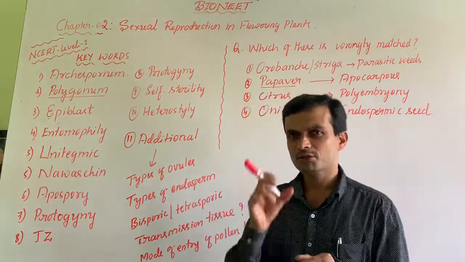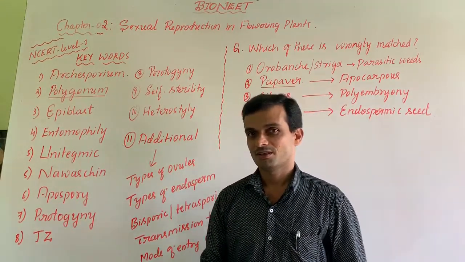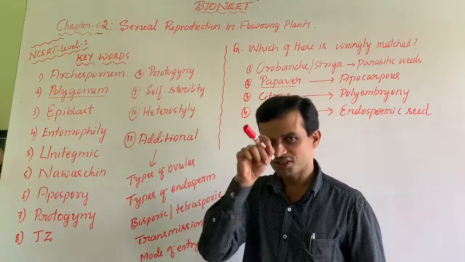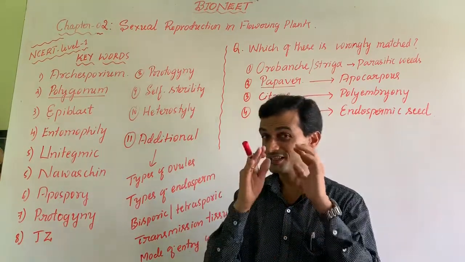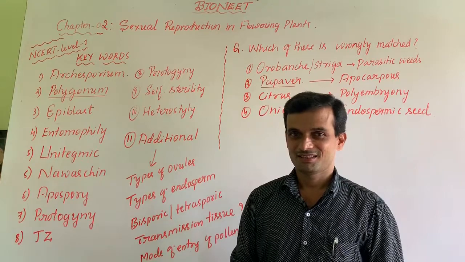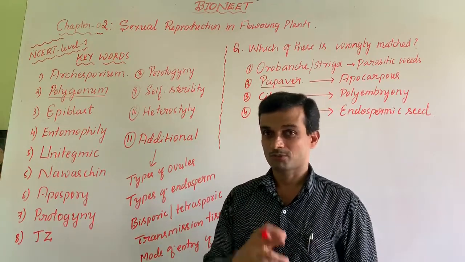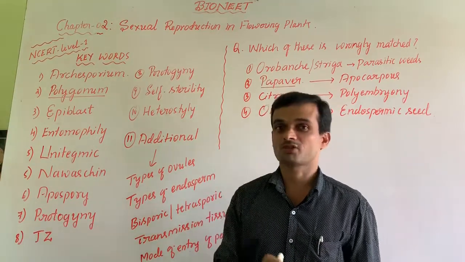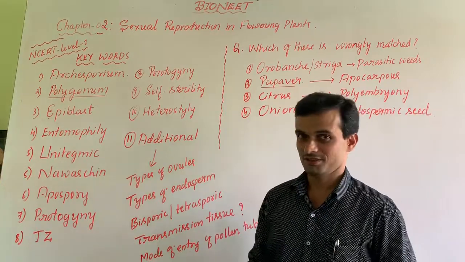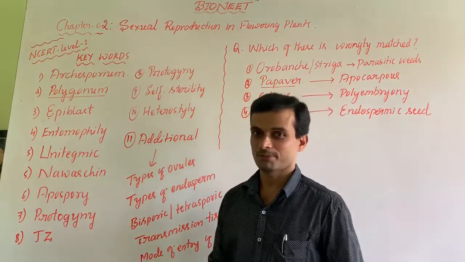Epiblast. Where do you find this labeling? In monocot embryo, there is a small reduced second cotyledon. That is epiblast. There is scutellum. I am not talking about that. The second reduced cotyledon is epiblast. The explanation is missing in the paragraph.